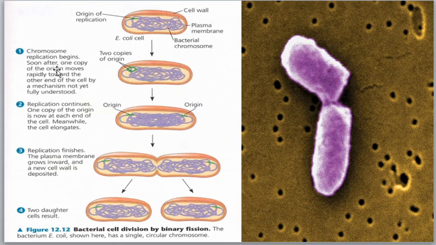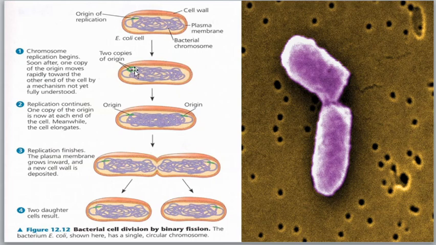Okay? Soon after, one copy of the origin moves rapidly toward the other end of the cell by a mechanism not yet fully understood. Now, there's no much explanation on how this itong origin ng replication ng DNA class, di ba? Isa lang dito sa original cell, iisa lang siya.